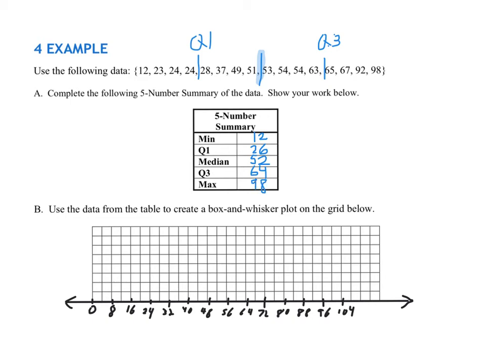All of those numbers on the 5-number summary will be represented in the box and whisker. I think the easiest thing to do is to start with the min and max. The min and max just get dots. So I want to put a dot at 12 and another dot at 98.